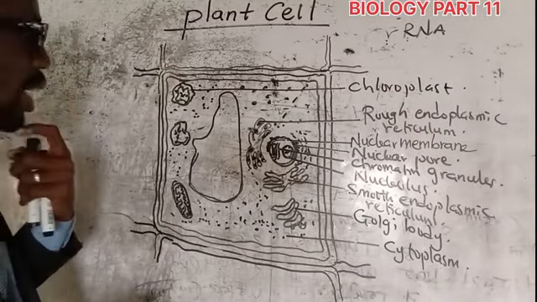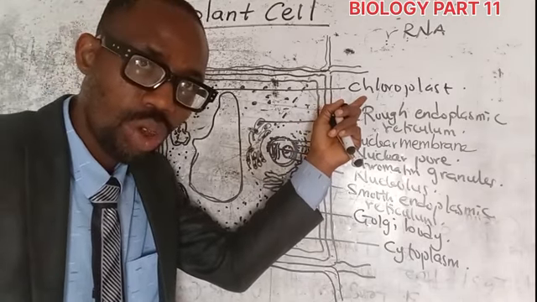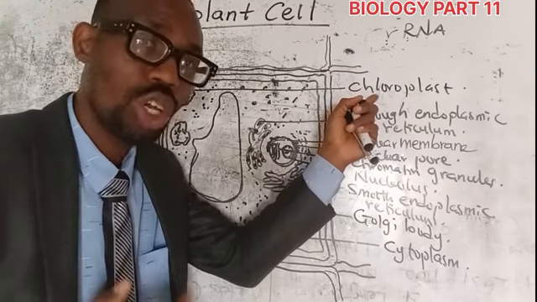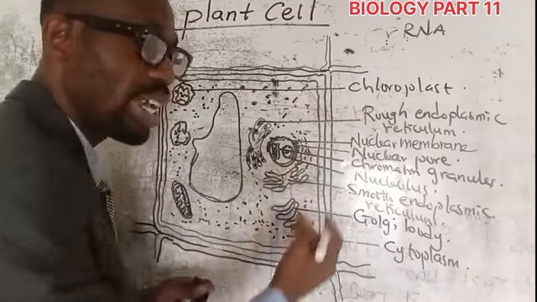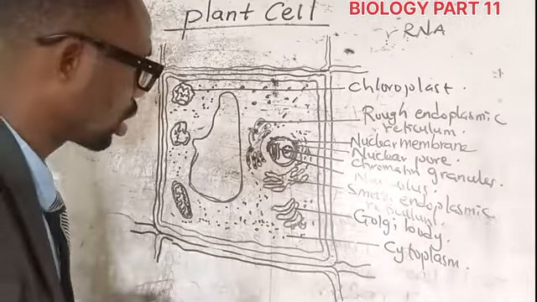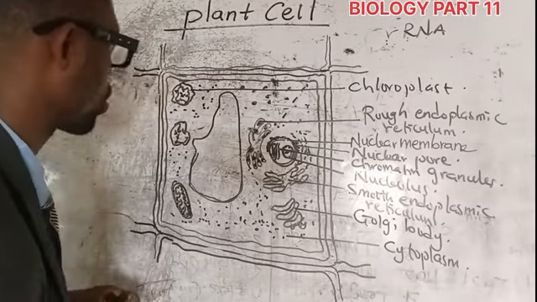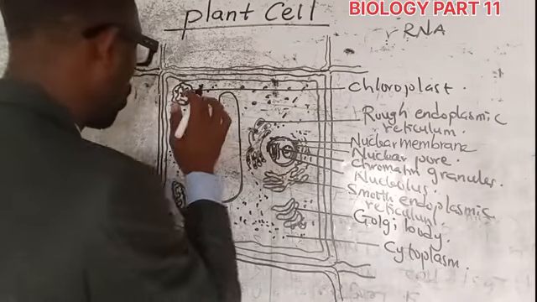Chloroplast. Is that clear? This chloroplast contains a pigment we call chlorophyll. Okay, it contains a pigment called what? Chlorophyll. And this chlorophyll aids or supports what? Photosynthesis. Okay? When we get to that, we'll talk about what photosynthesis is and the stages or phases in photosynthesis as the case may be. So this is a chloroplast.